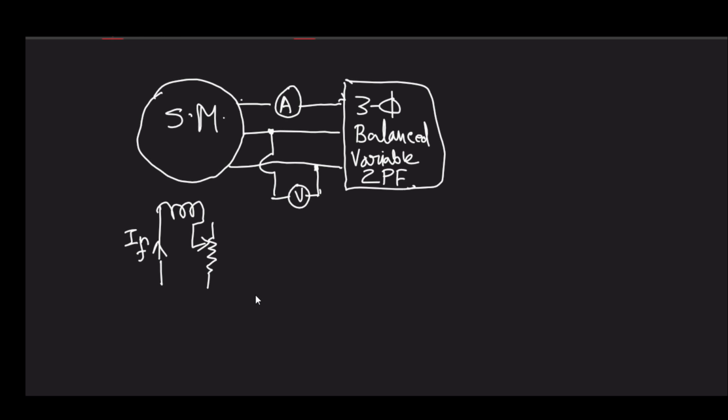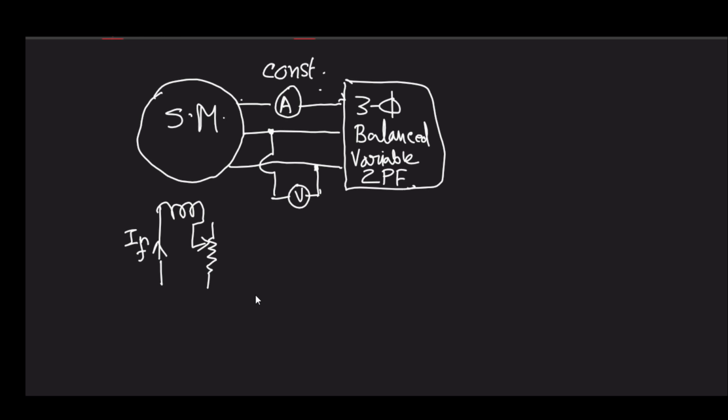You can vary the load in steps. And whenever you vary the load in steps, what will happen? Obviously, this ammeter current will vary. But it is your objective to keep this current constant. So how will you do it? You will vary the field current.